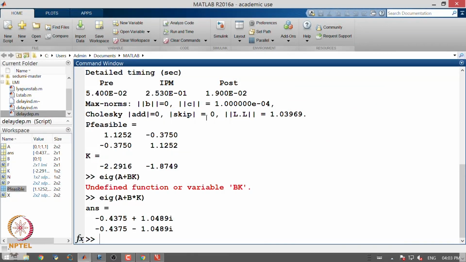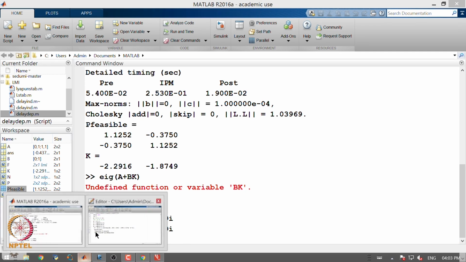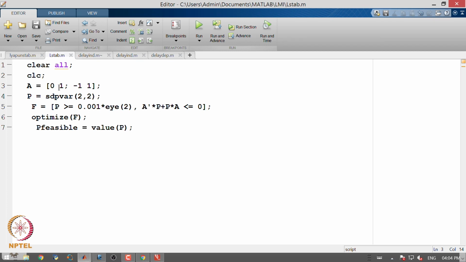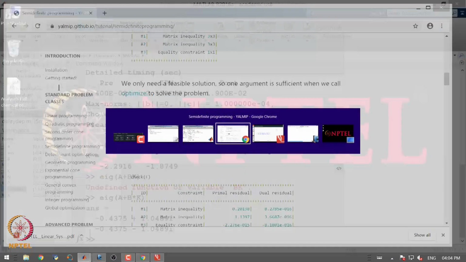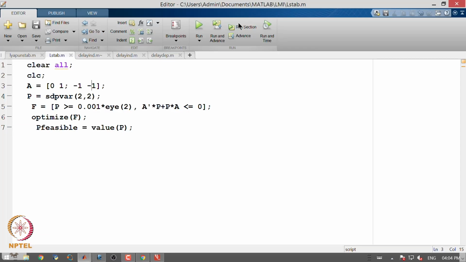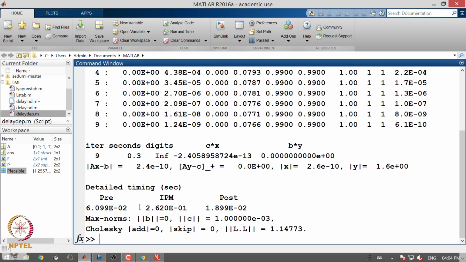Okay, so let's do some very basic code here. I go to the very standard problem where A is given as something very simple, say A equals 0, 1, minus 1, minus 1. Of course it's easy to verify that this is stable, but I just run this code for you and check what Matlab actually gives you. It actually tells you that this problem is solvable, and you could also check for P feasible.